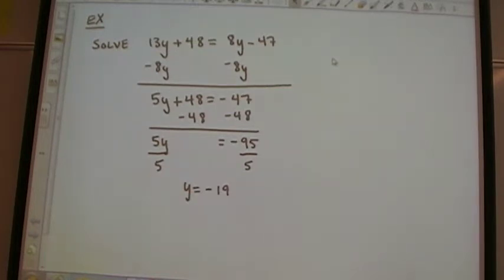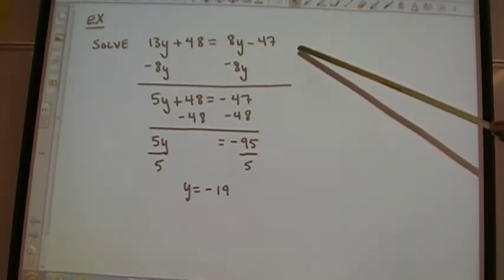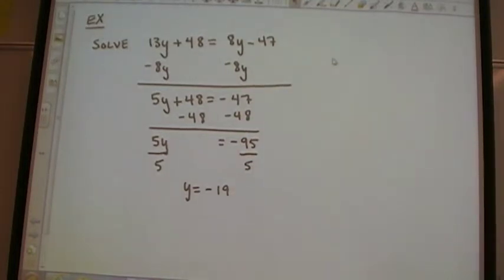The first step in solving any equation, so the first line is the problem. This is all the work. The first step in solving any equation is to simplify both sides of the equation. In this problem, both sides are already simplified. There's nothing you can do to the left, there's nothing you can do to the right. So then I go to the next step.